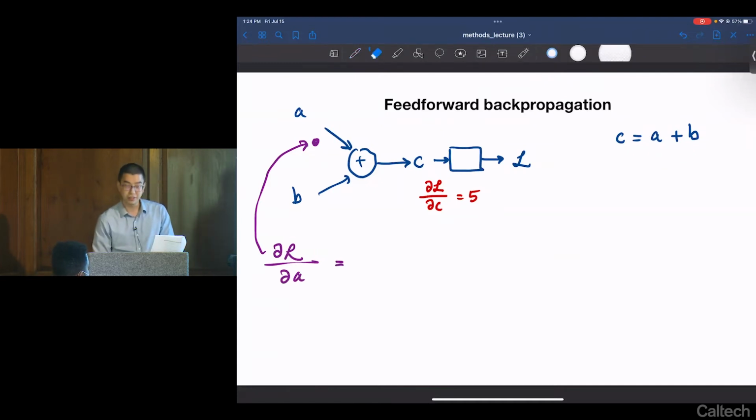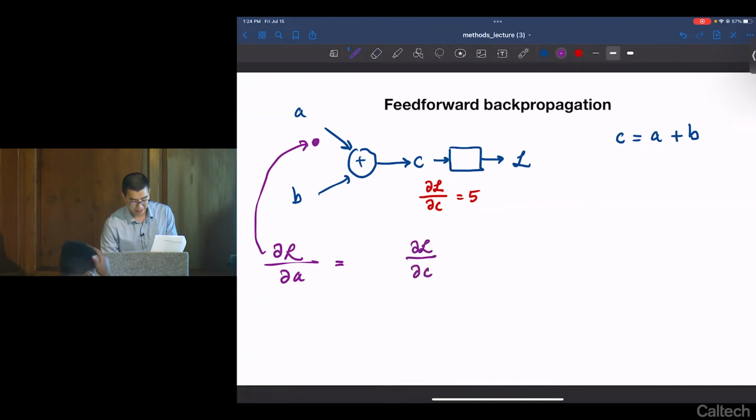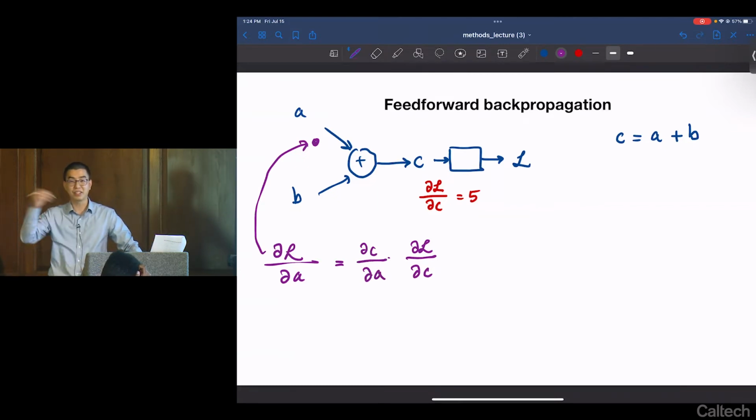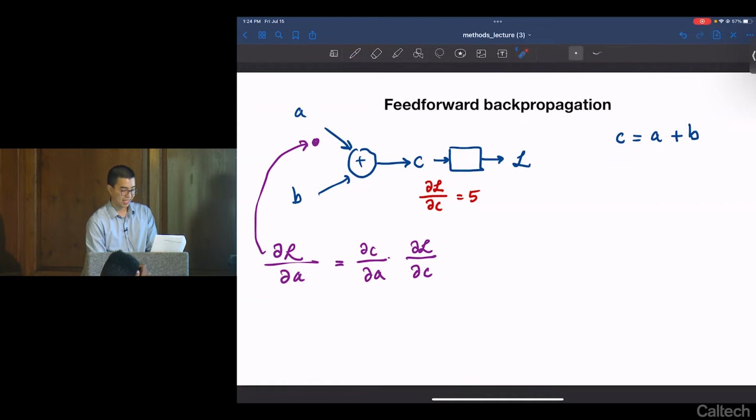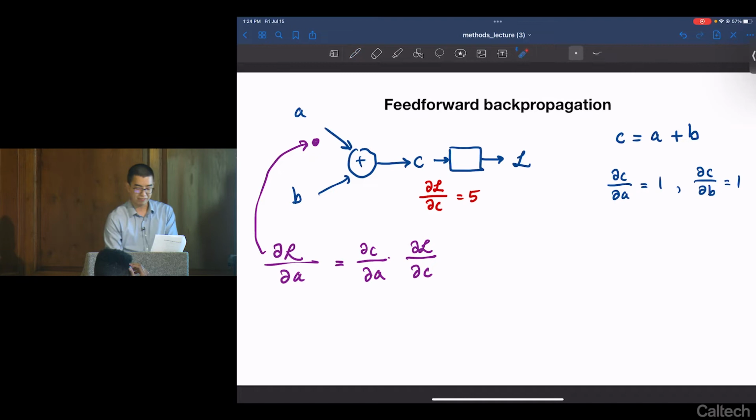what I need to be able to do is calculate DL, DC, and then multiply it by DC, DA, right? And together, when I multiply these two together, the DC's cancel and I get DL, DA. In this case, C equals A plus B, and so if I take DC, DA, that equals 1, and similarly, DC, DB equals 1. So what that tells me is if I have an operation that's a plus sign, DLDA is going to be equal to DCDA, which is 1, times DLDC.